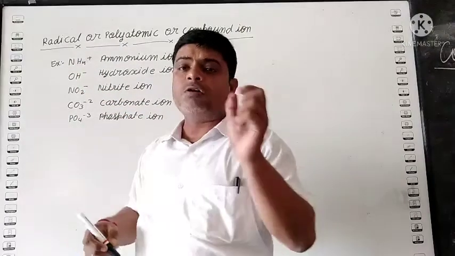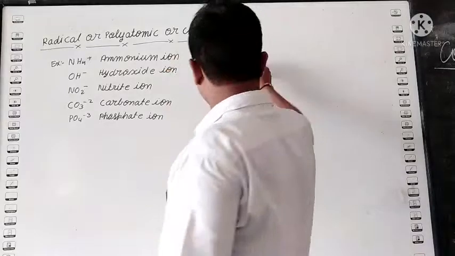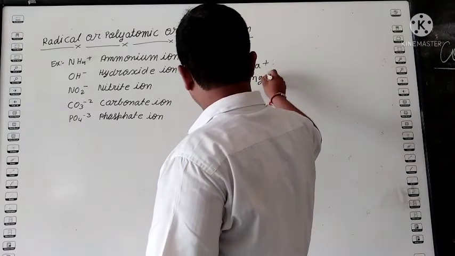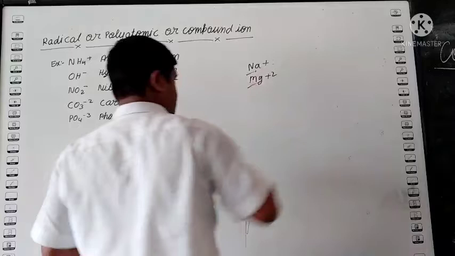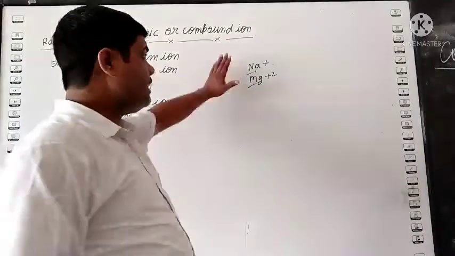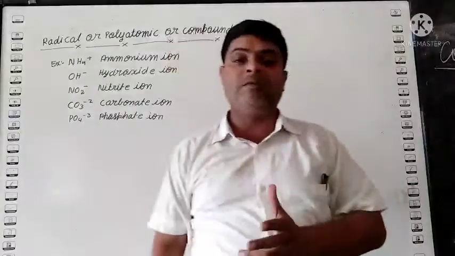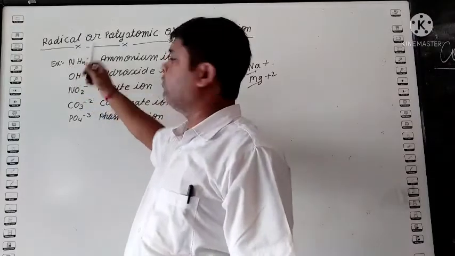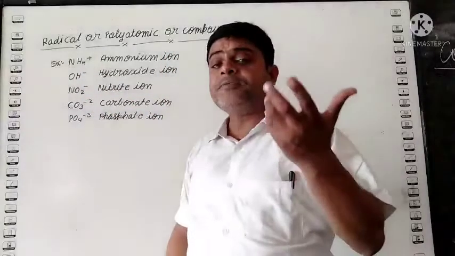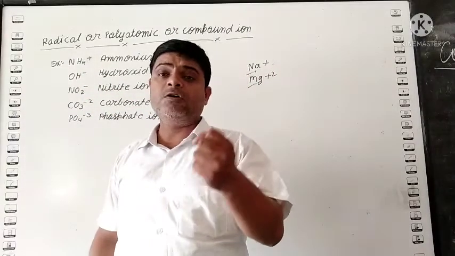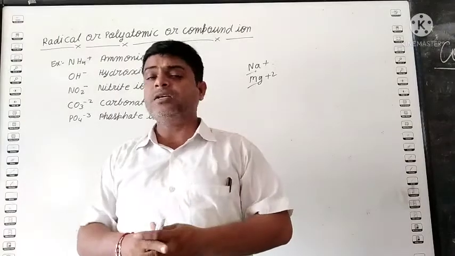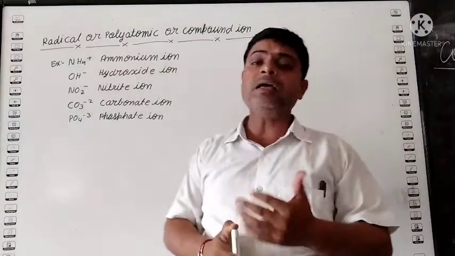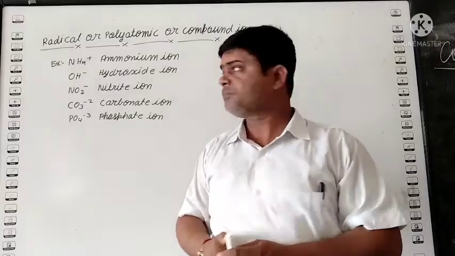In a simple ion, it contains only a single atom. Suppose sodium has only a plus 1 charge, magnesium a plus 2 charge. Only a single atom. But in a radical, there is a group of different types of atoms. Clear? Like ammonium, 1 nitrogen and 4 hydrogen. Such a group which contains a positive or negative charge is known as a radical, polyatomic, or compound ion. Okay?